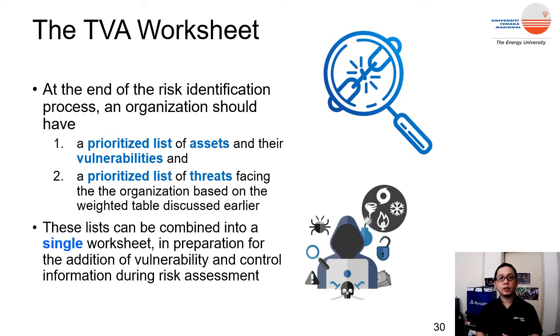and the related vulnerability that you need to look at as a whole in order to assess the next step. Meaning, from the TVA worksheet, you can properly assess, from this threat and vulnerability, what should be the next risk control activity or security control that you can implement to protect your asset.